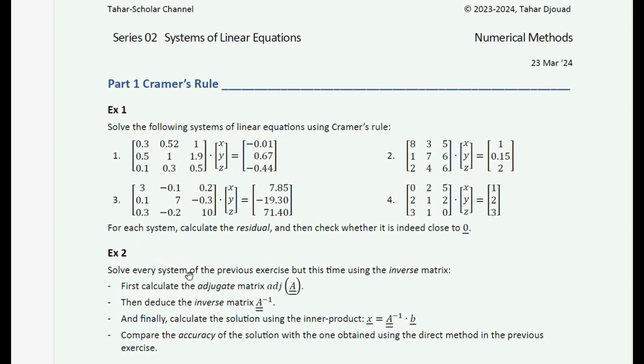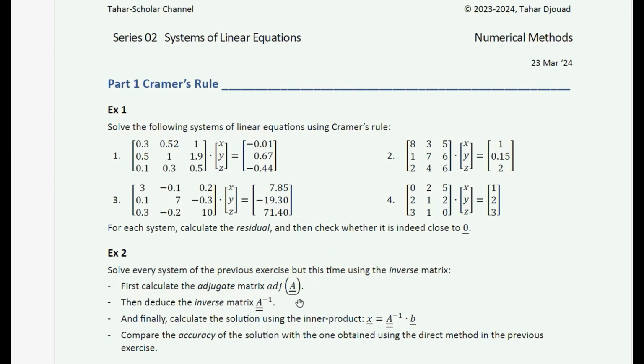So solve every system from the previous exercise, but this time using the inverse matrix in the following steps. First, calculate the adjugate matrix adj of A. Then deduce the inverse matrix, A minus 1. And finally, calculate the solution using the inner product x equals A minus 1 dot B. This is not an efficient way, as I said in the lectures. Better solve directly using Cramer's rule or Gaussian elimination.